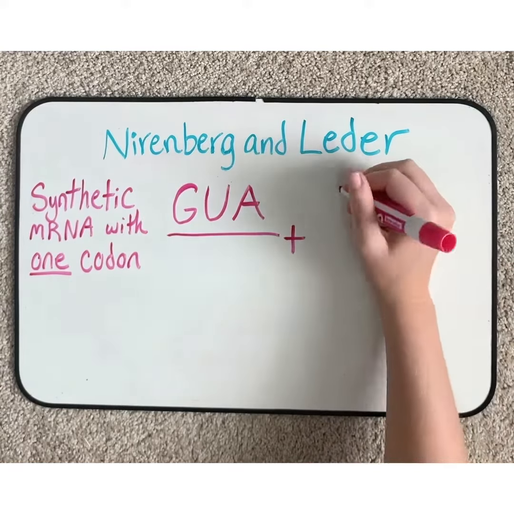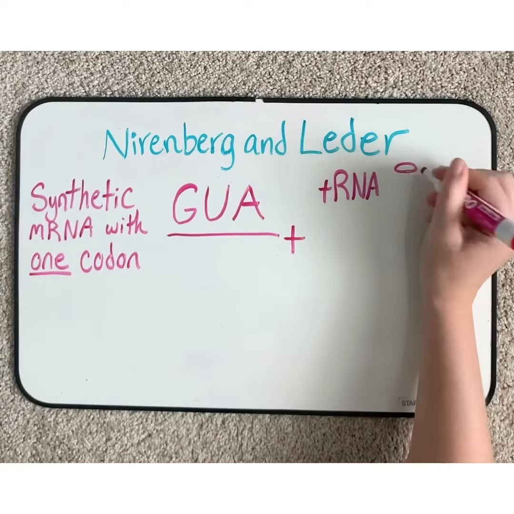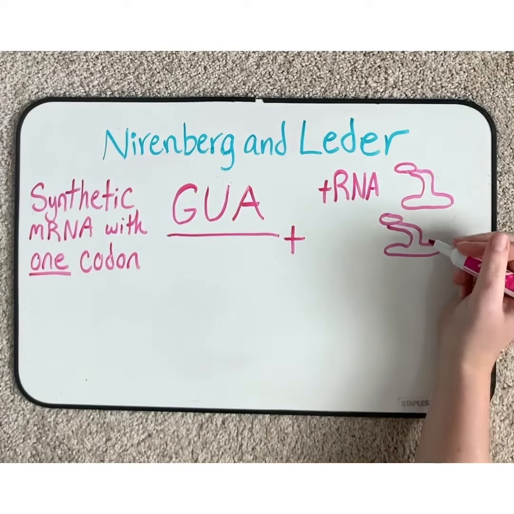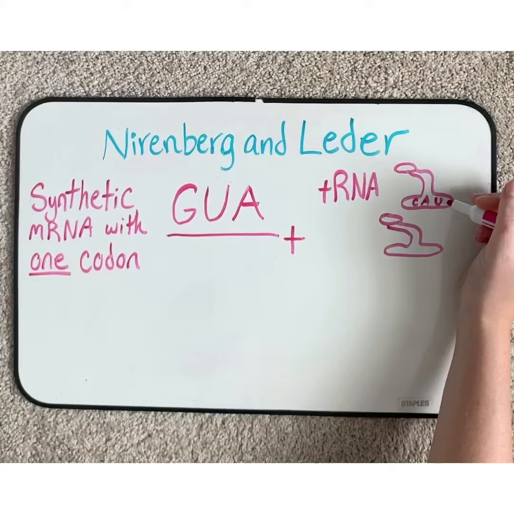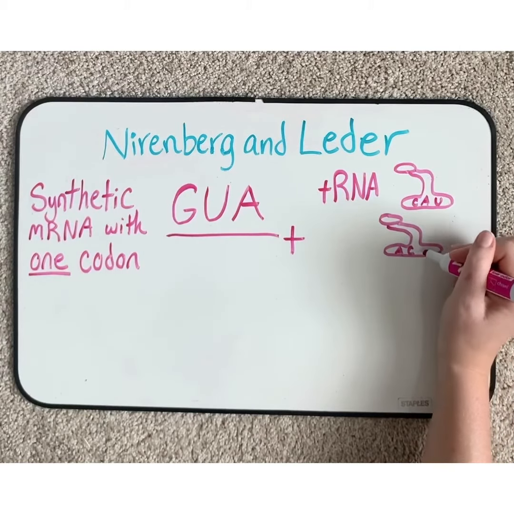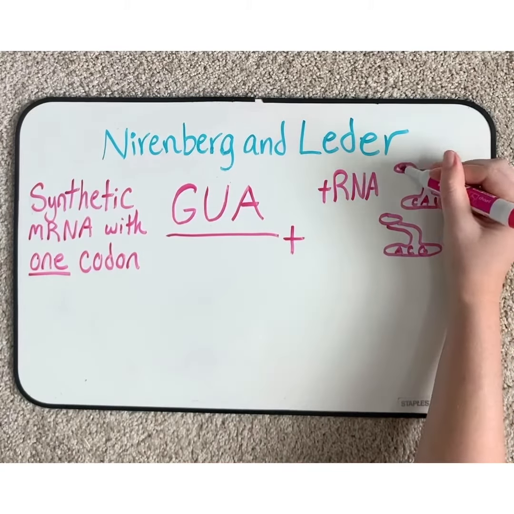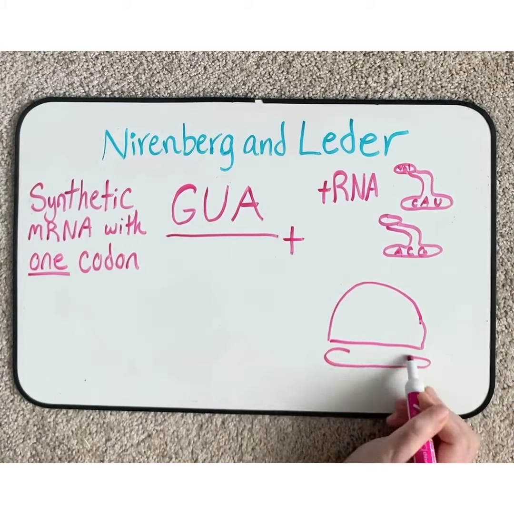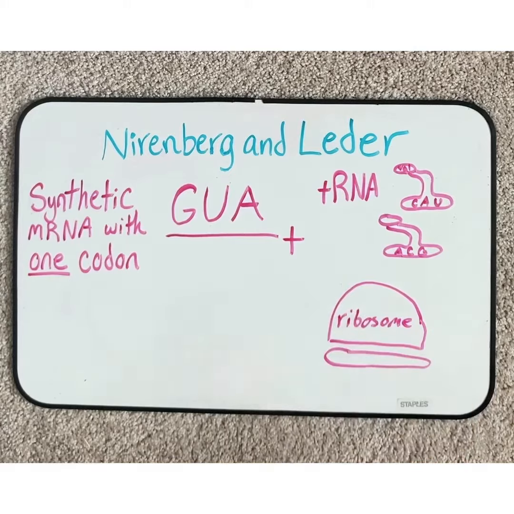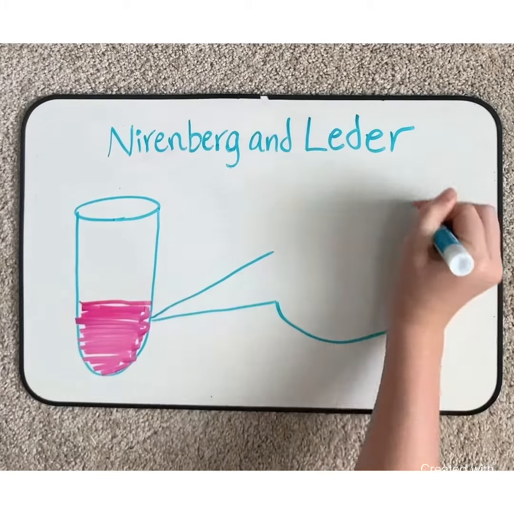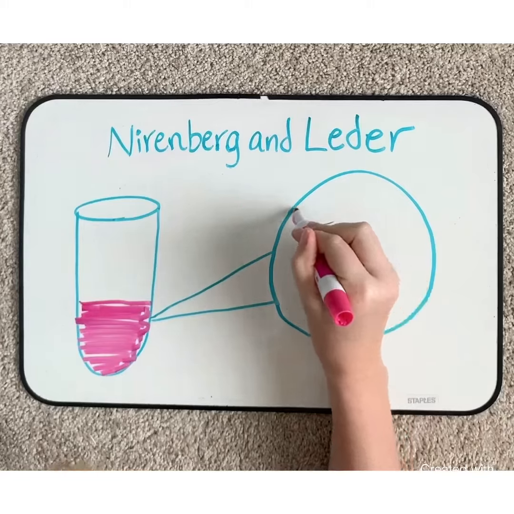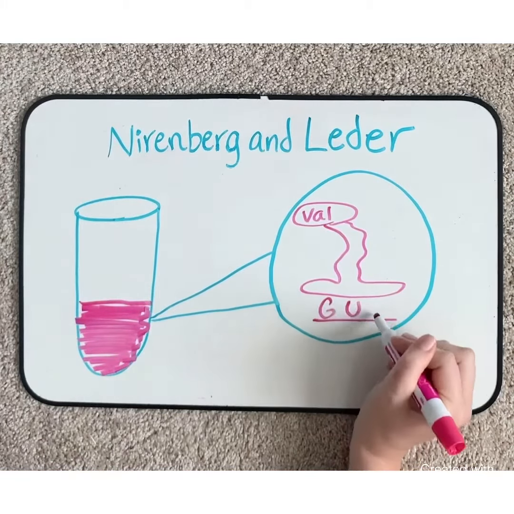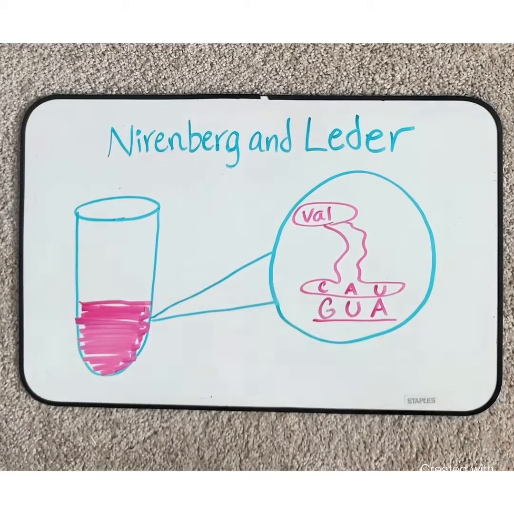For this example, I am using GUA, and added it to a solution of tRNAs carrying amino acids and a ribosome. In the solution, the codon GUA was read by the ribosome and attached to a tRNA with the anticodon CAU, an amino acid valine, attached.